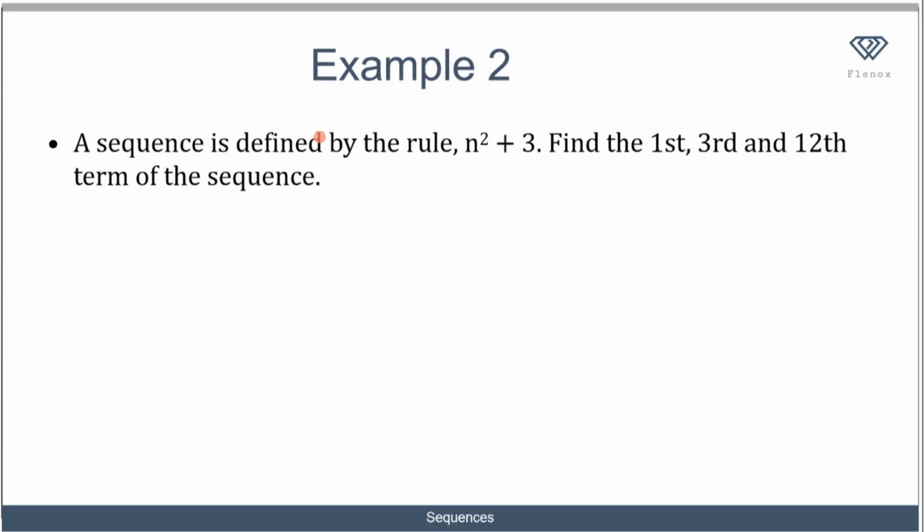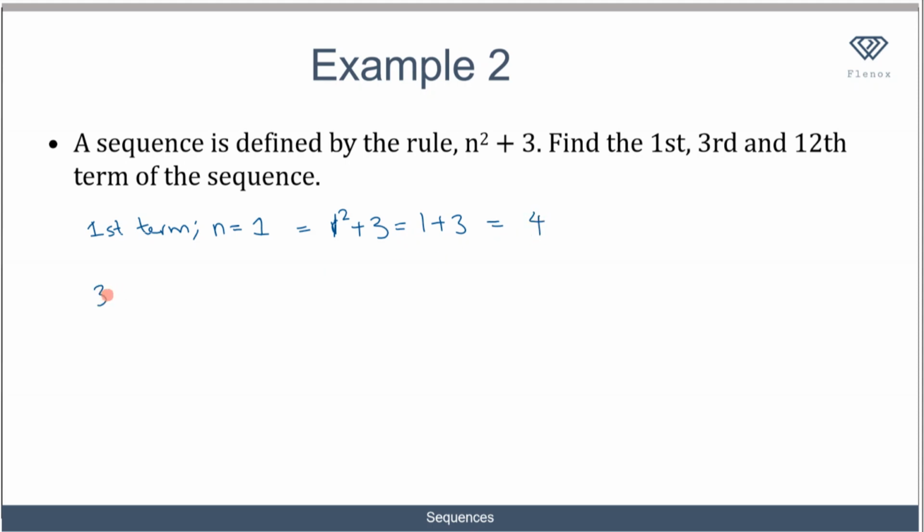So let's consider another example. We are told that a sequence is defined by the rule n squared plus 3. Then we are told to find the first term, the third term, and the 12th term of the sequence. So now, for the first term, we know that n is going to equal 1, because n equals 1 represents the first term. So my first term is going to be n squared, which in this case is 1 squared plus 3, and that gives me what? 1 plus 3, and that is equal to 4.